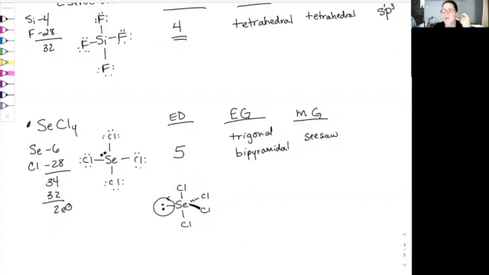For both, yeah. The electron geometry and molecular geometry are always different if there are lone pairs present. Exactly. Yep, you got it.